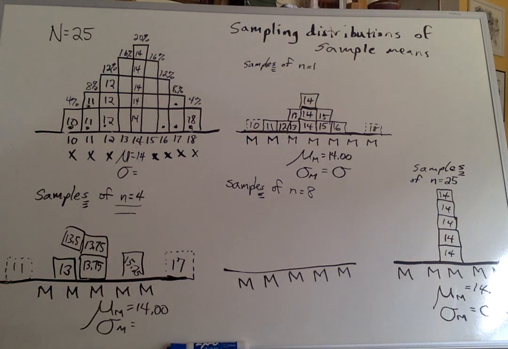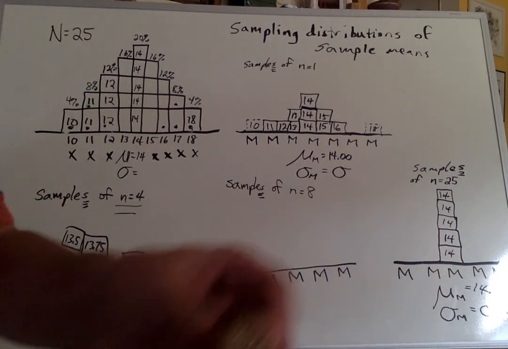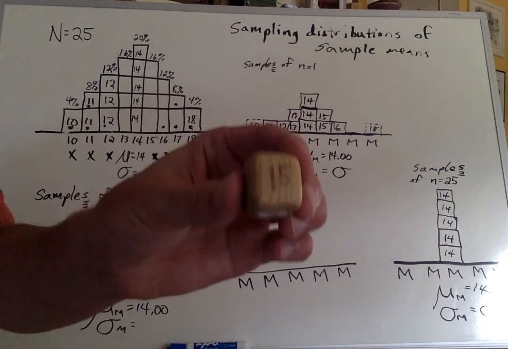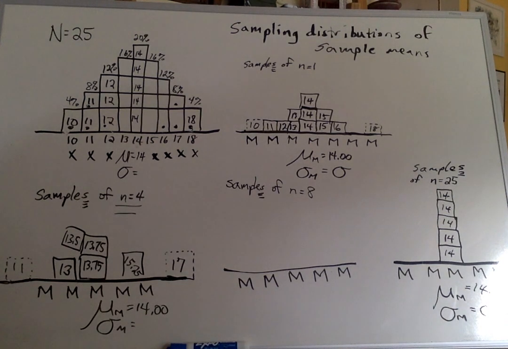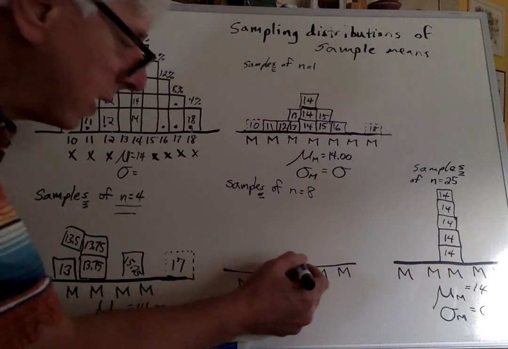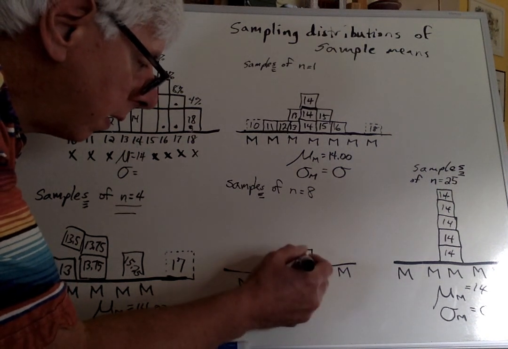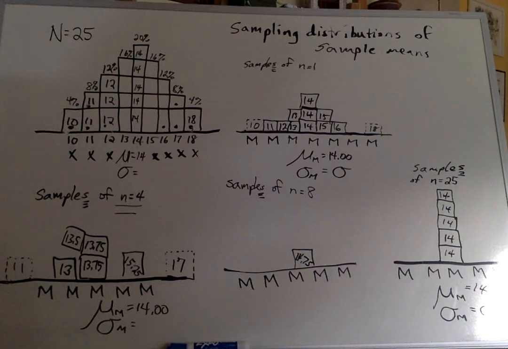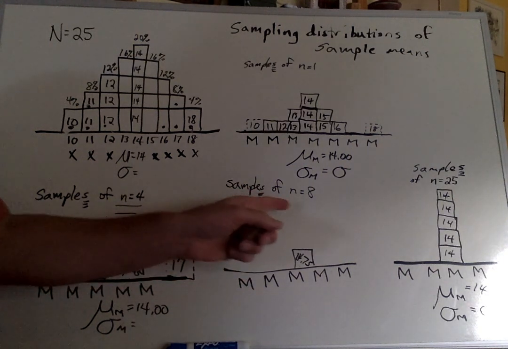Here's our first sample. You got your calculator ready? Here we go. 13 plus 15 plus 12 plus 15 plus 17 plus 18, wow, plus 14 plus 14 equals, divided by 8, 14.75, okay? 14.75. So we're going to plot that average, that mean of that sample of 8.